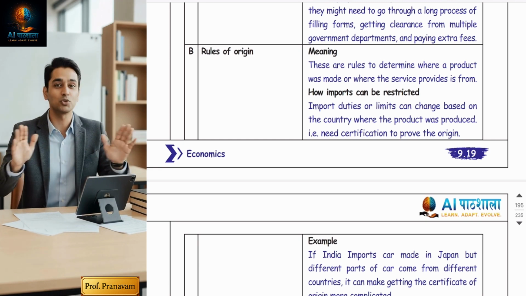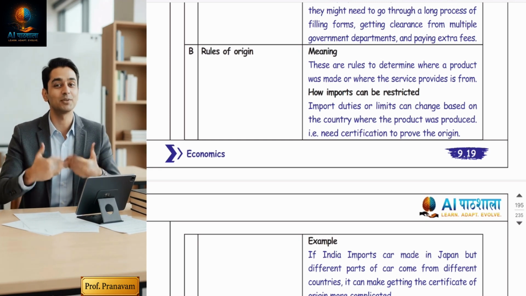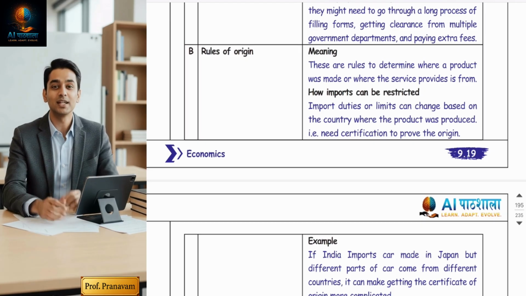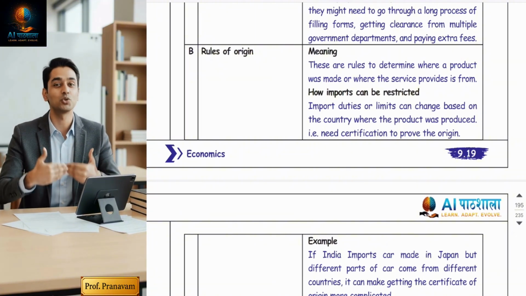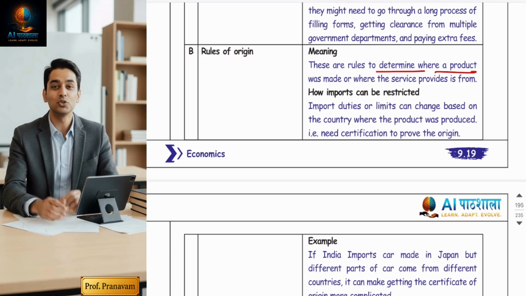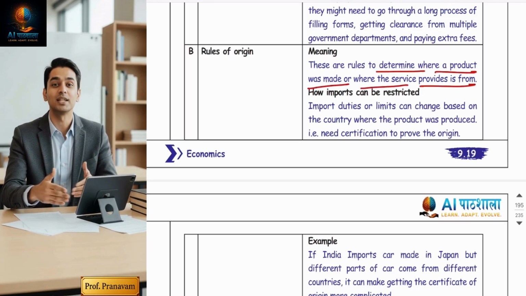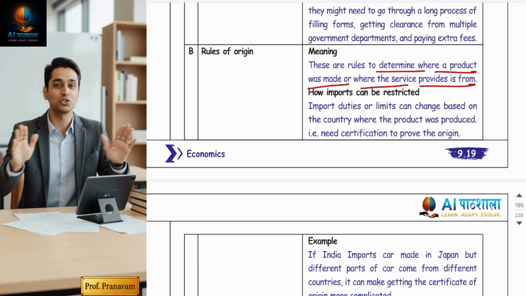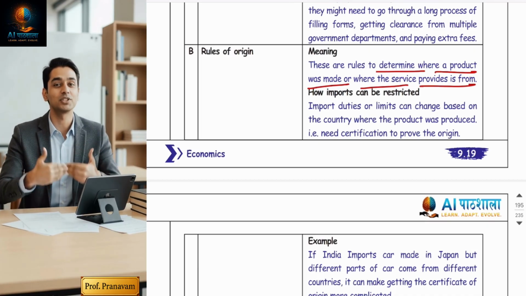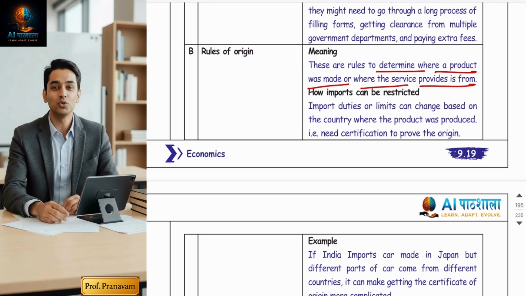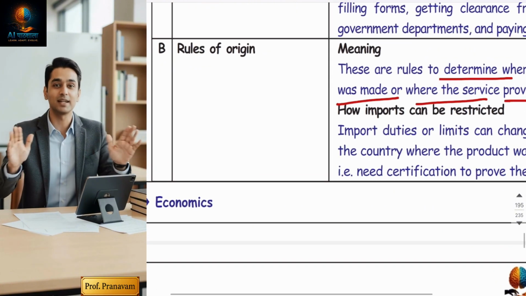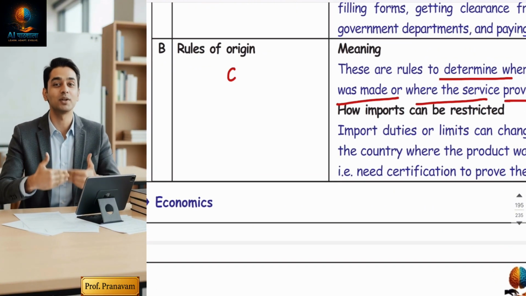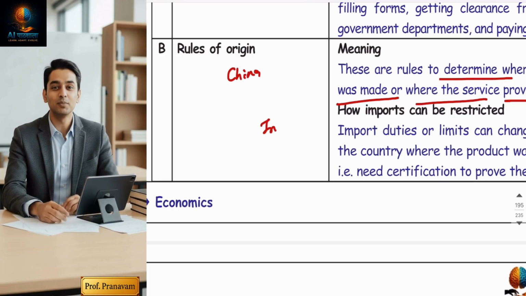Yeah. Guys, this is again one of the best logics. Rules of origin is a very interesting concept. Here the government wants to determine the country of origin of the product. Rules will be set to determine where a product was made or where the service provider is from. Impact: certification required, increased complexity and cost. You know why this rule has been made? I'll take one basic example, please understand. For example, now China and India.